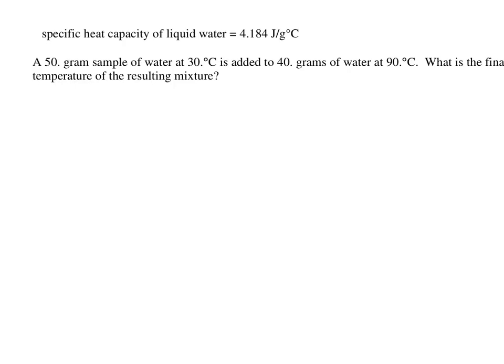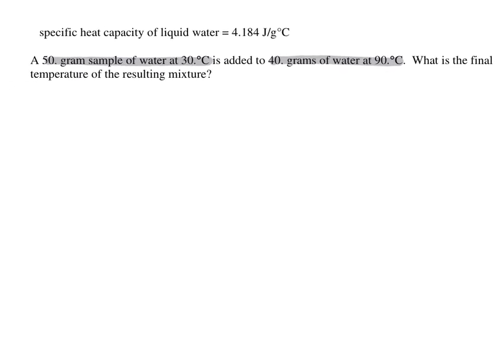This is a calorimetry problem, and we can recognize that because we have two things that are changing temperature. In this one, we have two different water samples. We have a 50-gram sample of water, and we have a 40-gram sample of water. They're mixed, and we're asked to determine what the final temperature is.